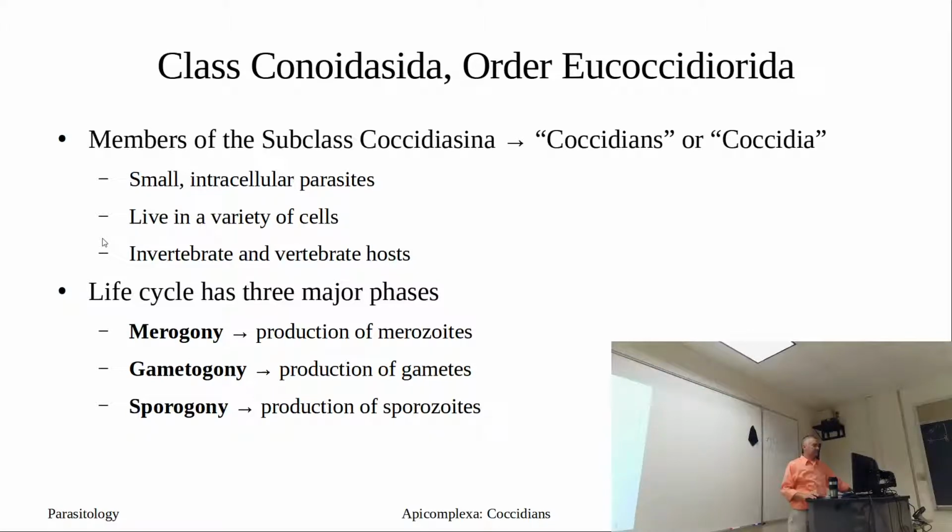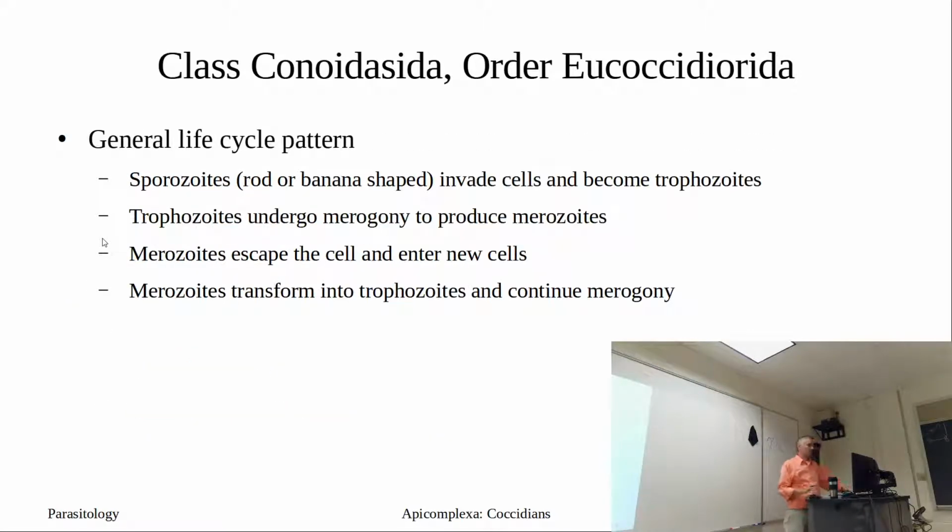All right, so our general life cycle pattern. This is general. We're going to diagram some life cycles. The general pattern is that our sporozoites are going to invade cells and become trophozoites. Our sporozoites are going to be rod-shaped or banana-shaped. Right. Trophozoites are going to feed on the cells, they're going to enlarge, and then they're going to undergo merogeny to produce the merozoites. The merozoites are going to escape the cell and then enter new cells.